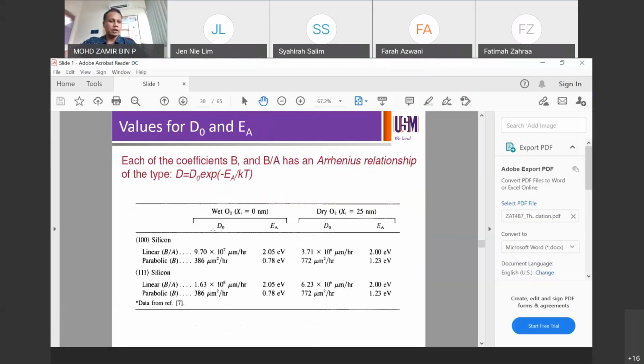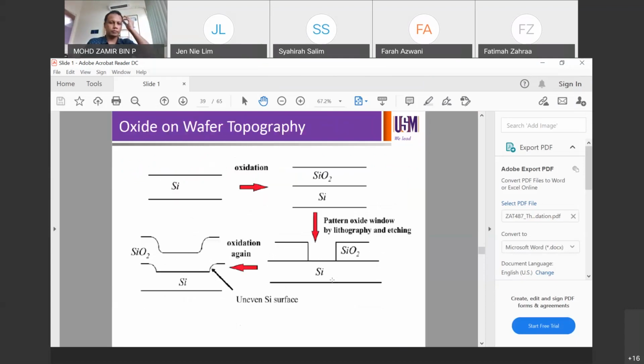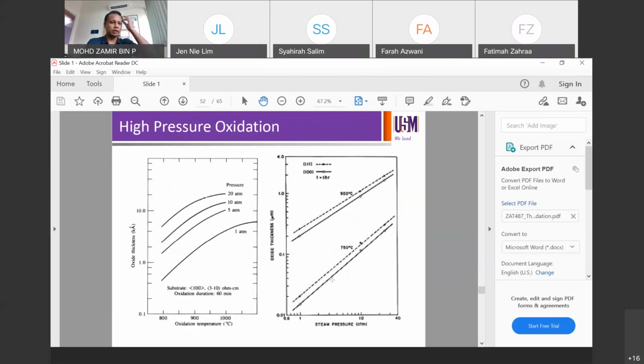One more. Each of the coefficients B and B over A has an Arrhenius relationship of this type: D equals D naught exponential of activation energy over kT. Then you can compare your wet ox on the left and dry ox on the right. You can look at, for 100, 111, what is the activation energy, what's the D naught of the process. Then you can actually use this calculation as well. How many more? I think I'll just stop here.